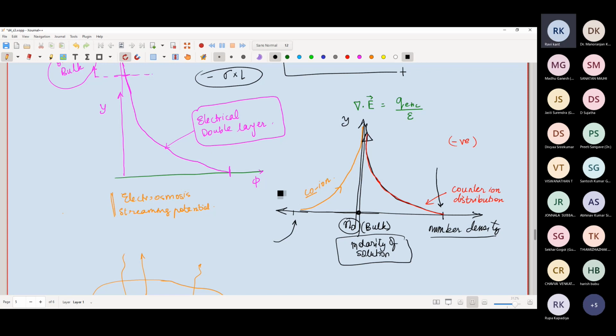For co-ions, no, the number density is reducing. The number density reducing means you have fewer footballs, so you can put another football in that region. But the ionic density of the counter ions has increased. So already there are many footballs, and you will find it extremely difficult to push another football there. Does that make sense? Okay. All right.